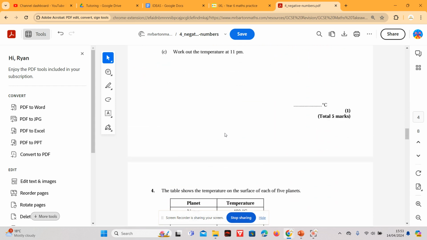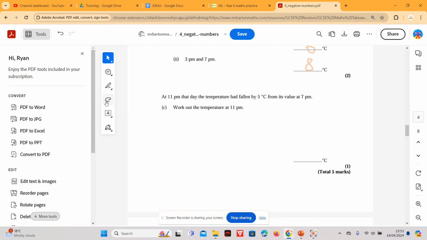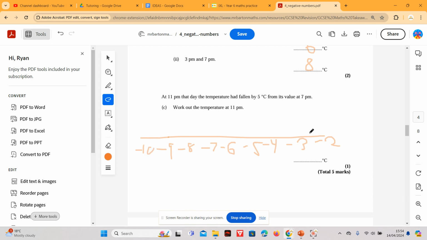What I'm going to do is draw a little number line again and start at -2. Then I'm going to keep going down. If we go down, I'm going to write a few numbers in: -3, -4, -5, -6, -7, -8, -9, -10. That'll do. And it's fallen by 5 degrees.